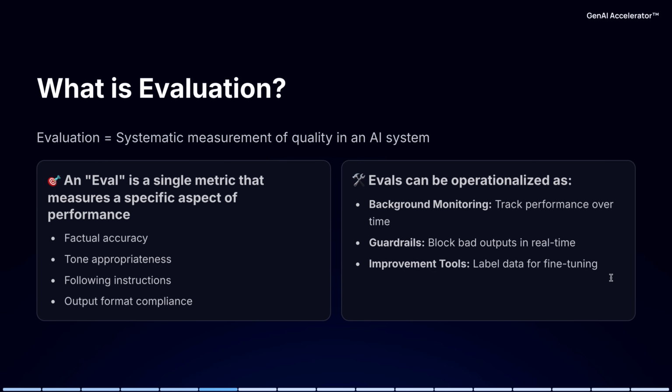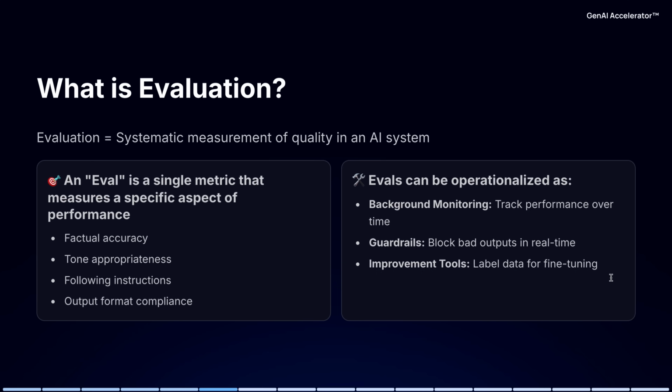What is it? In the most simple definition, an evaluation is a systematic measurement of quality in an AI system. Evaluation is typically shortened to evals or an eval. An eval is a single metric that measures a specific aspect of performance. So your AI system can also have multiple evals. You could, for example, check your responses for factual accuracy, tone appropriateness, following instructions, or output format compliance.